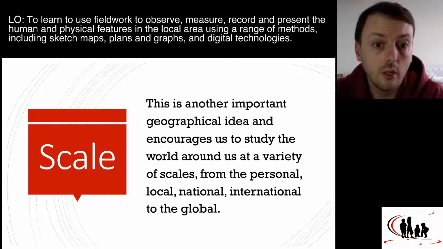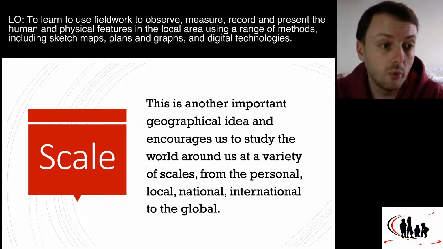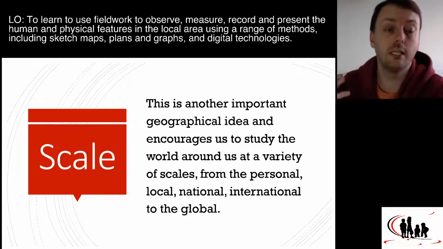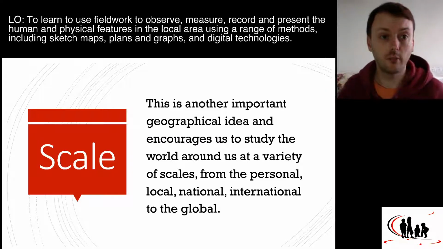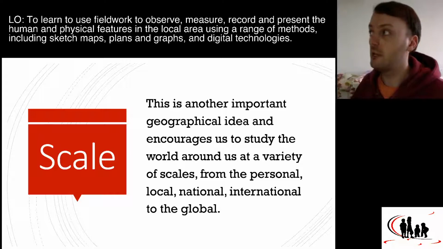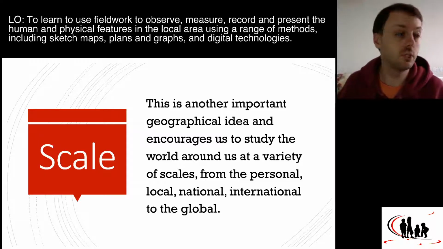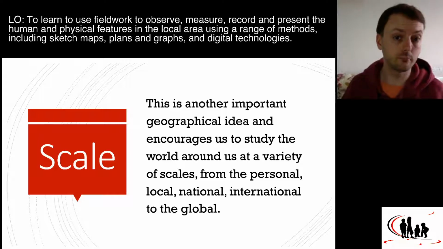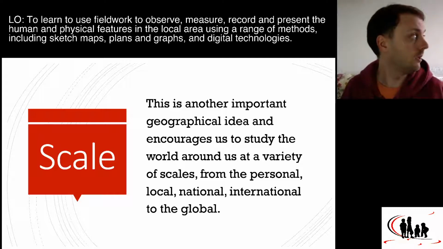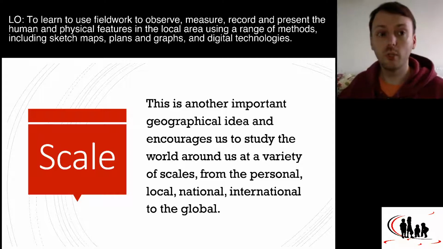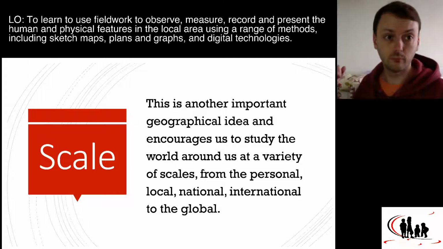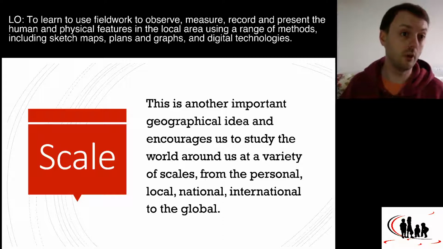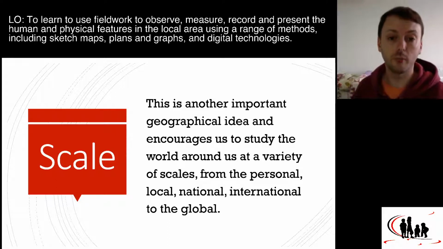So if we look at those scales that I've mentioned there, personal, local, national, international, and global, and think about what they mean. Well, personal is literally us and the space around us, our sort of personal space. To me, my sort of personal geography is pretty much the room that I'm in. At a push, it could be the house that I'm in. Local geography is all the area around me. So in your case, most of you, that would be Grove Hill and the area of Grove Hill.